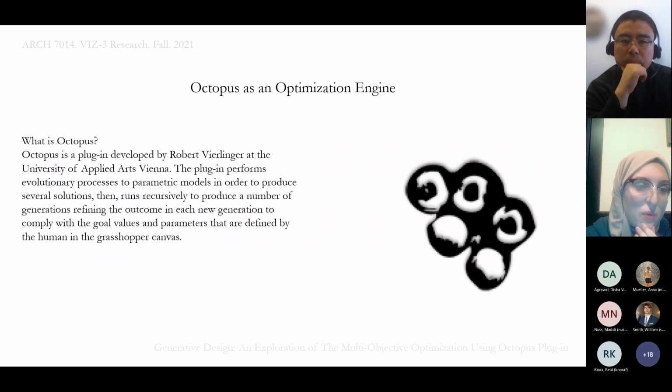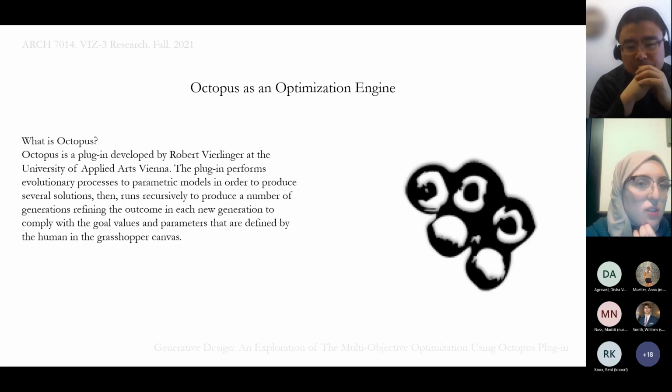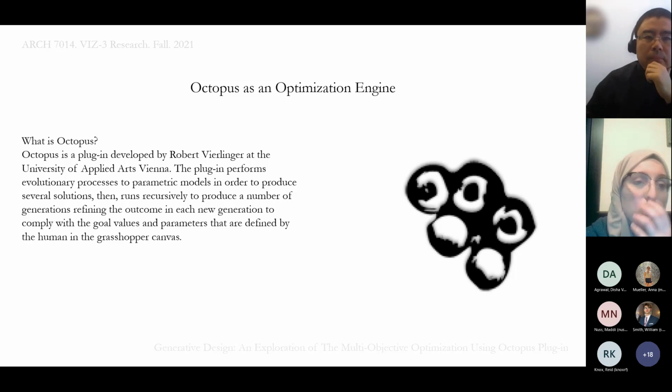I'm just going to run quickly because I think I am running out of time. In here, the Octopus, here I'm talking specifically about the Octopus engine. So it was developed by Robert Verlinger and the University of Applied Arts in Vienna, and it's a plugin that performs the evolutionary process in Grasshopper. And it takes the parameters that you input in your canvas in Grasshopper, and then from there it generates the solutions.